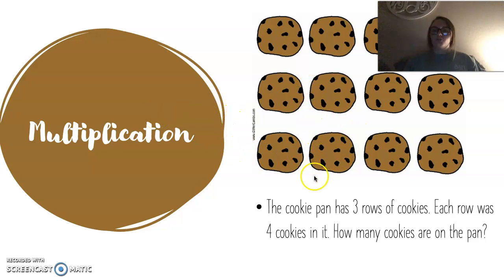So there's a little bit of a word problem here. It says the cookie pan has 3 rows of cookies. Each row has 4 cookies in it. How many cookies are there? So we have a little bit of a graphic here to help us picture the cookies. So we have 3 rows of cookies, and then each row has 4 cookies in it. So 1, 2, 3, and 4.